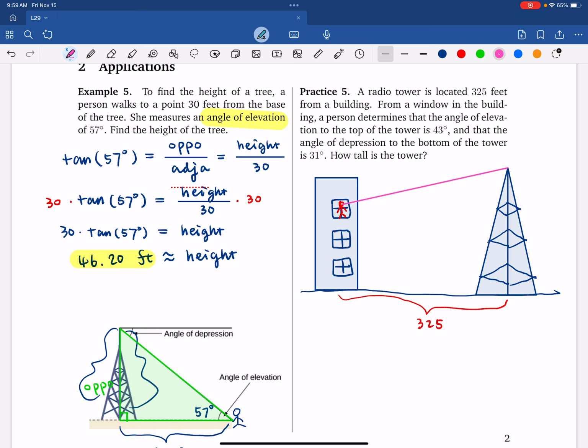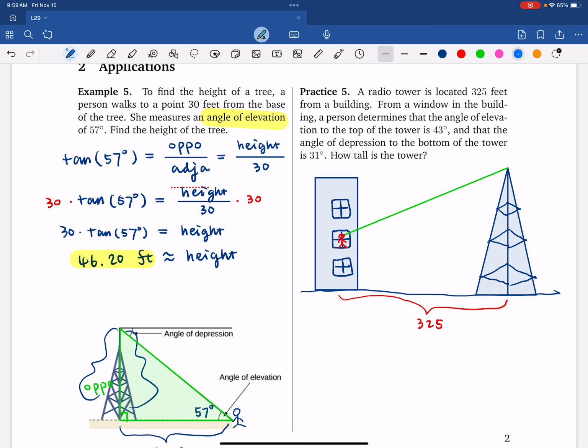Actually, why don't we make the person stand on the second floor, right? If the person's on the second floor, I think it makes more sense. So this person will look up at the top of the tower, and the angle of elevation is 43 degrees.